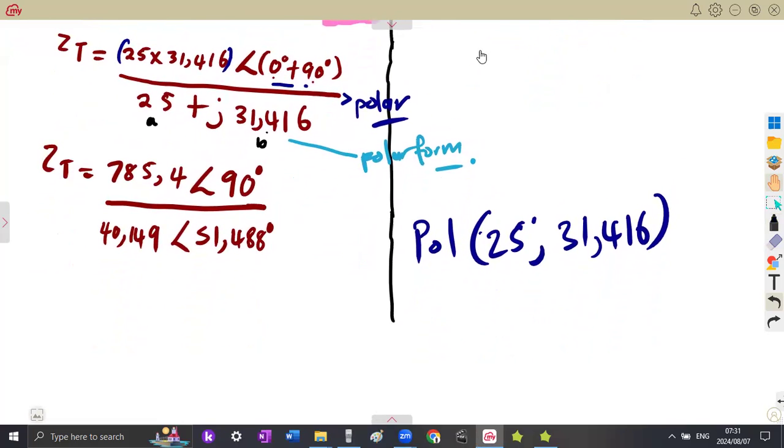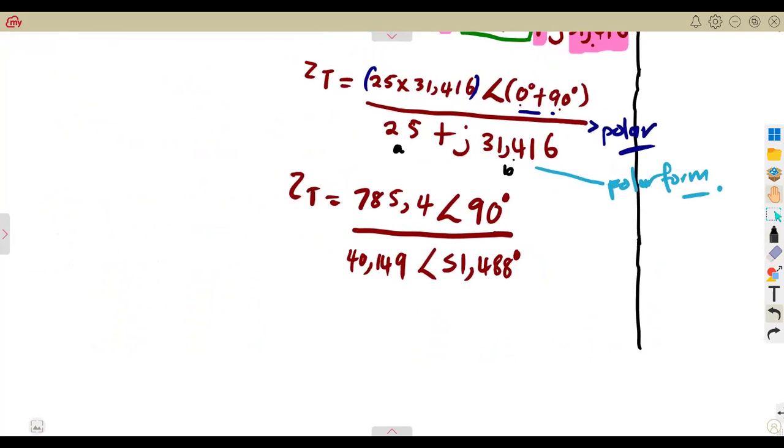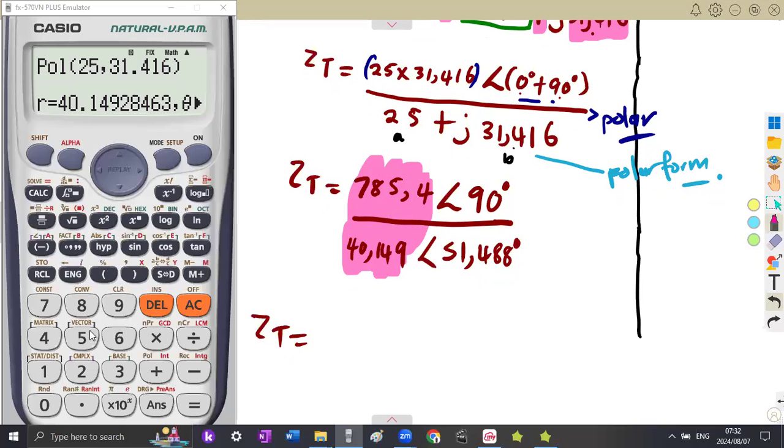Remember, the purpose of division is that simplification is easier since we can simply divide the numbers on their own. Like I said in the introduction, you can divide these numbers on their own. That is obtaining the value of ZT. We're simply going to divide. So let us divide these two here on our calculator. Then the angles, you subtract. Remember, guys, your polar form.